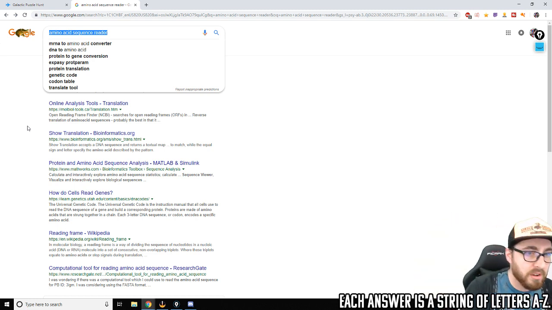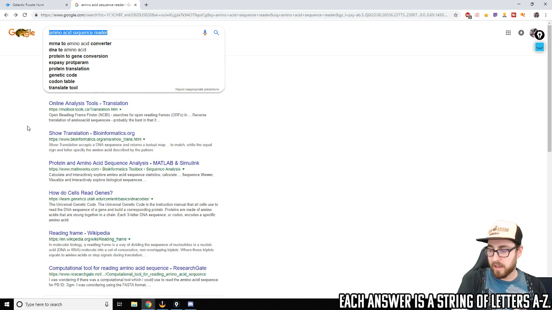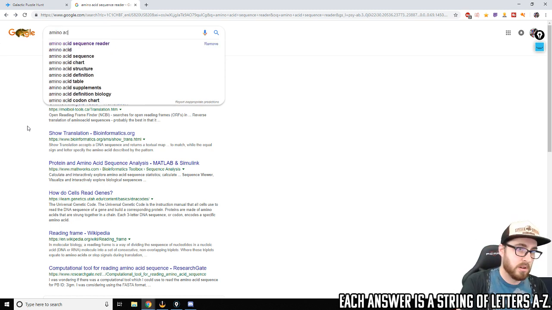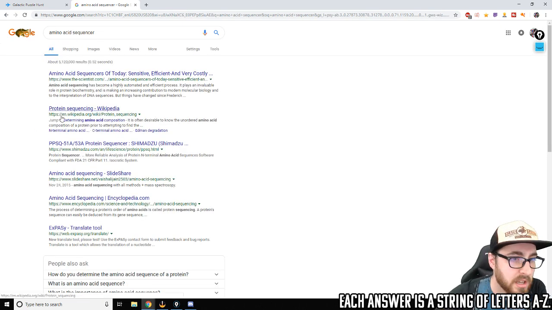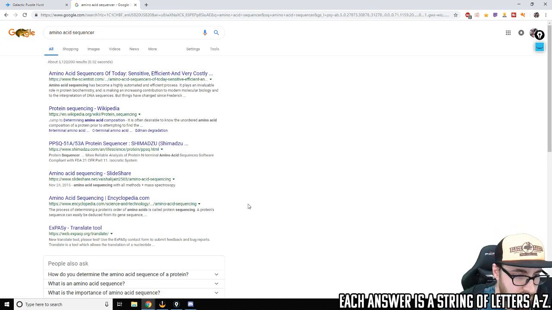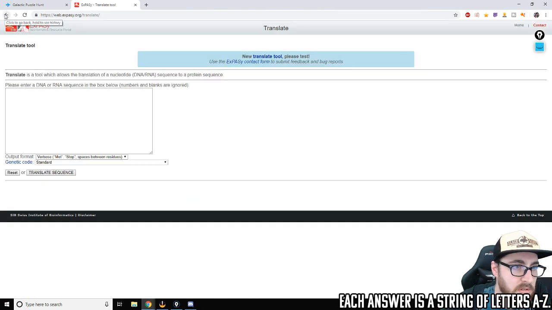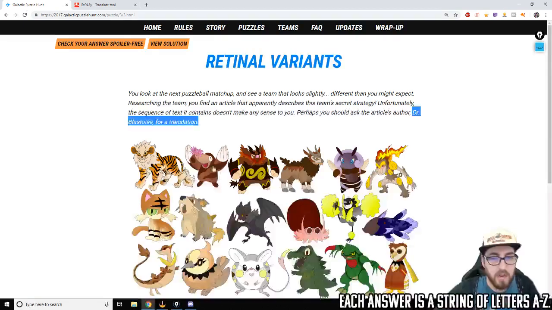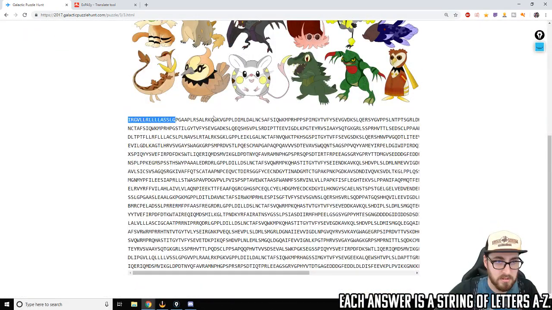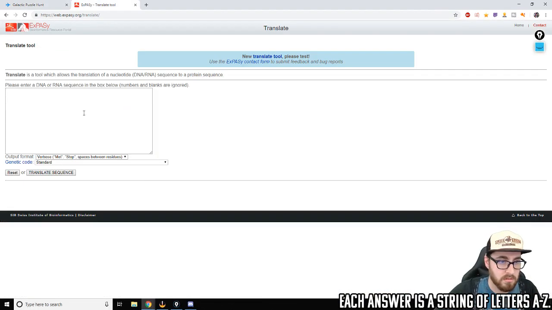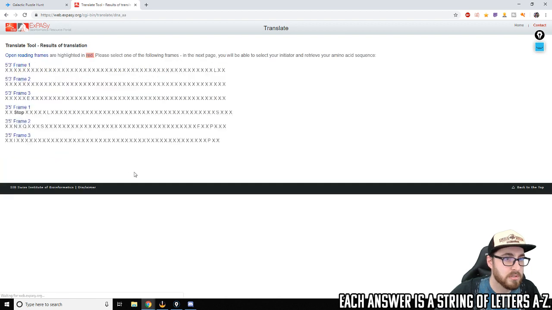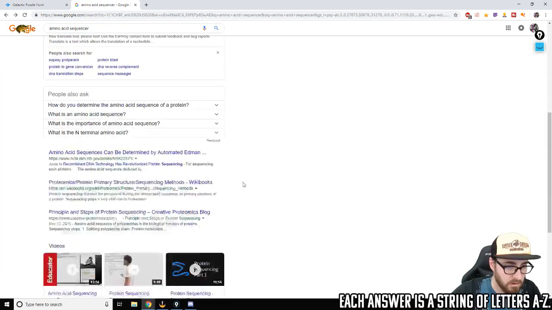Retinal amino acid? I don't think so. There has to be like an amino acid sequencer, right? Translate tool? DNA or RNA sequence? Translate sequence. Oh, well, thanks. That really helped. Scroll down. More?